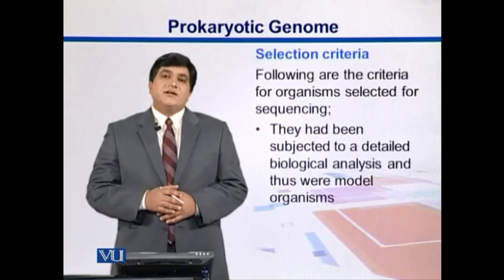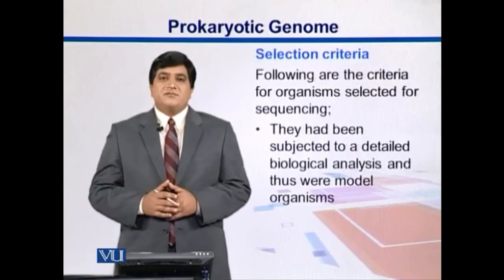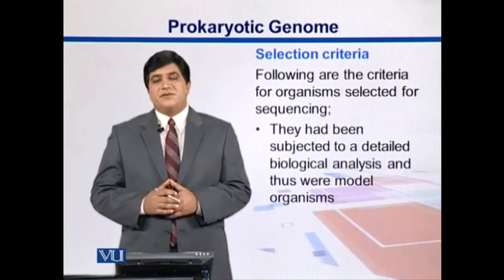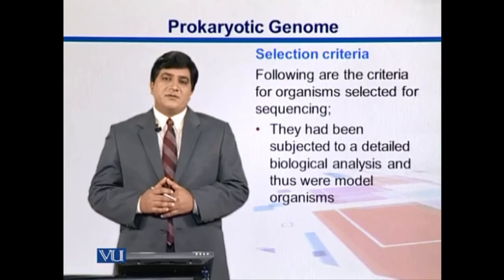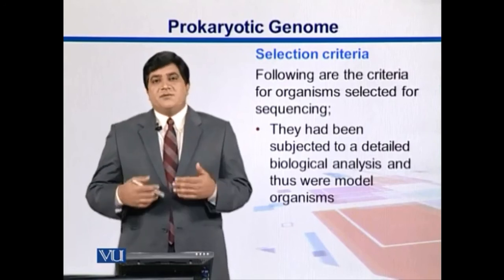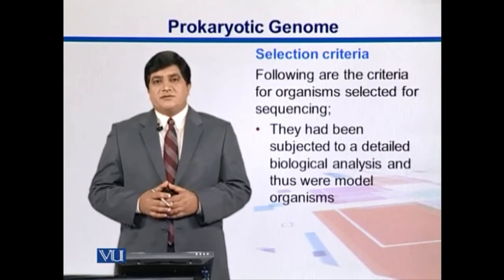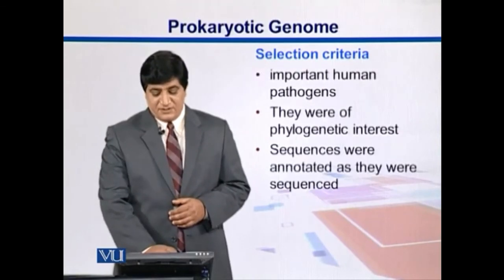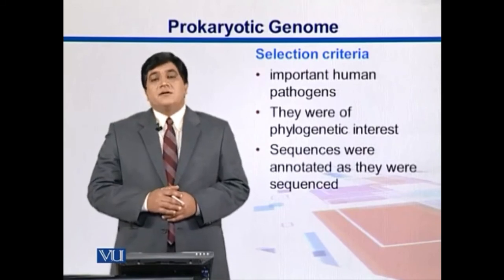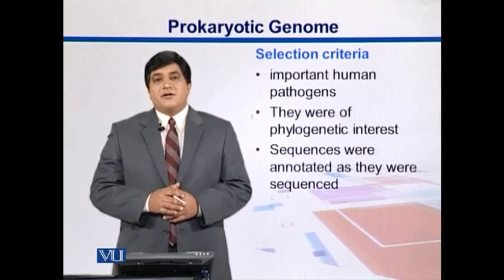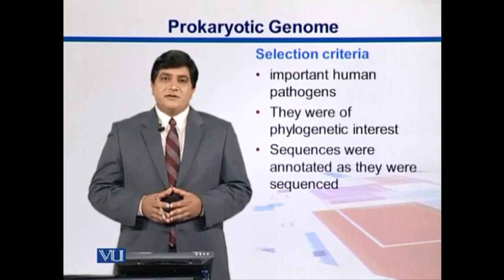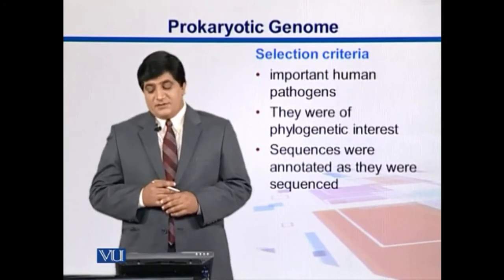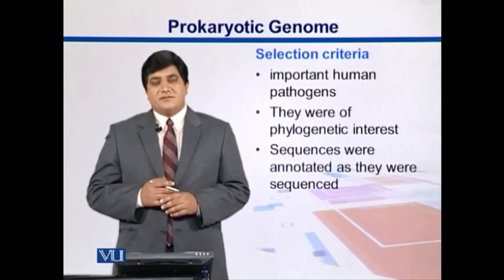So there are different criteria for selection of those organisms to be sent into genome sequencing projects. Foremost important is that there might have been intensive studies on that organism, so it's been a model organism and that has been investigated in details. It might be an important human pathogen, so that's why we are studying its genome. It might have some phylogenetic importance, and the sequences were annotated as they were sequenced.